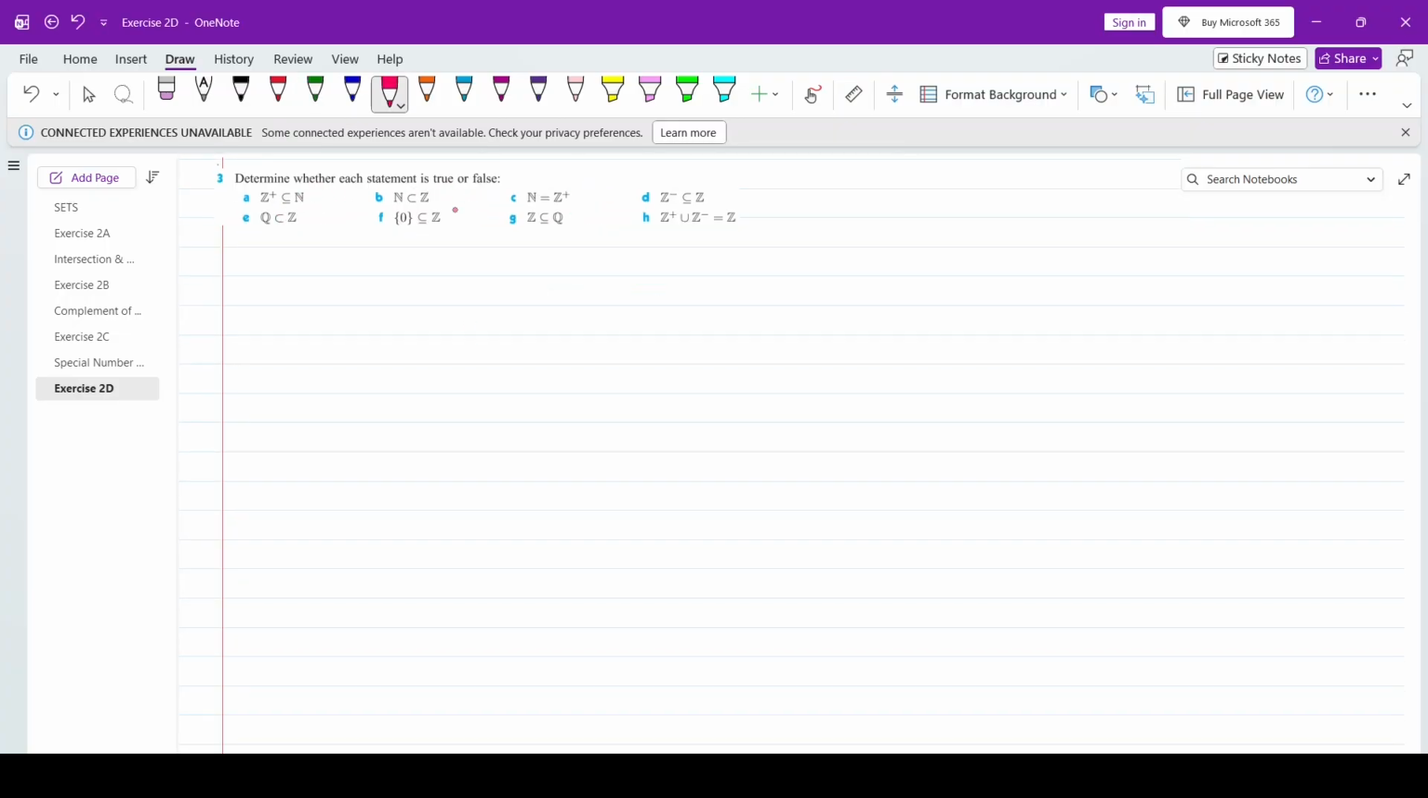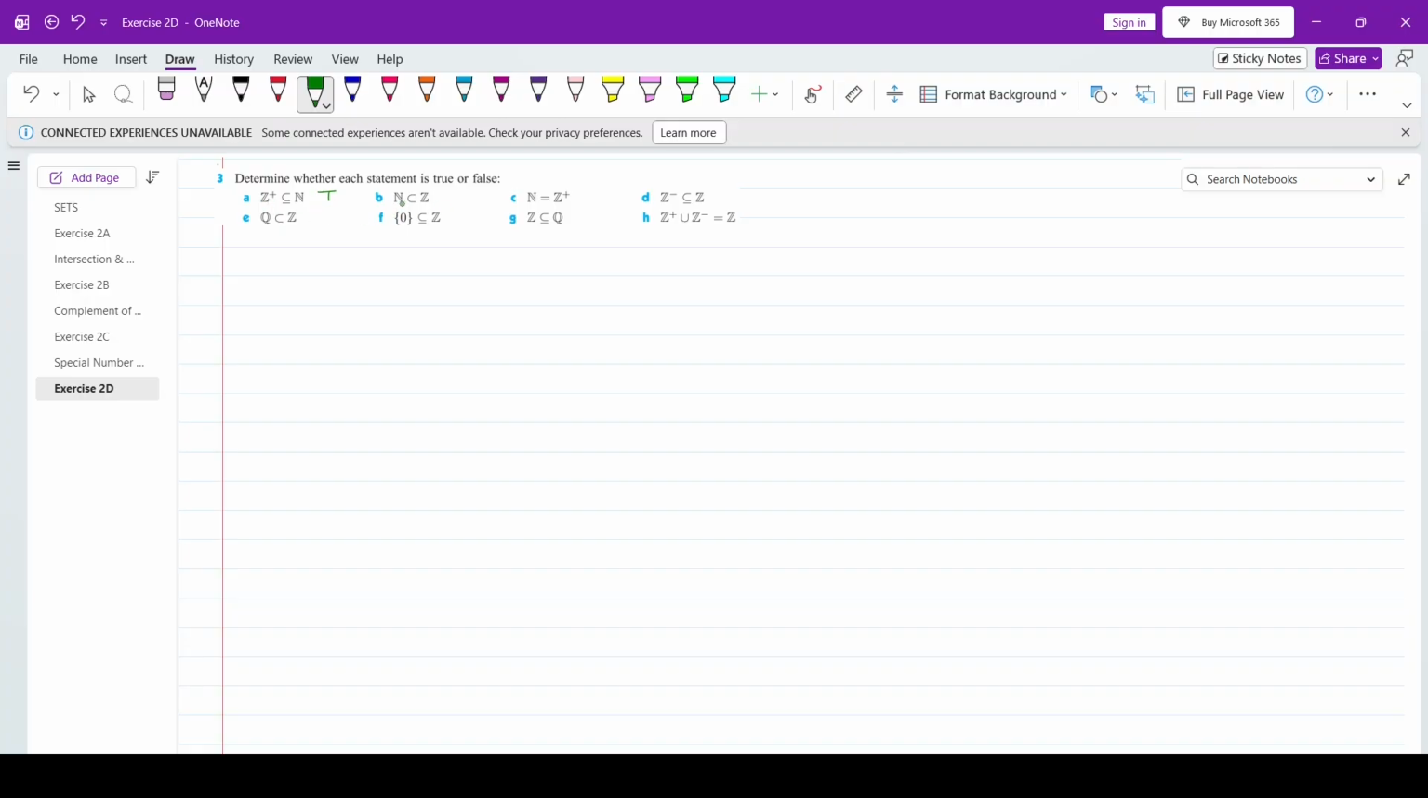Determine whether each statement is true or false. Now Z plus is a set of positive integers. Now set of positive integers is a subset of natural numbers. So we know set of positive integers starts from 1, like 1 2 3 4, and set of natural numbers is 0 1 2 3 4. So this statement is true.